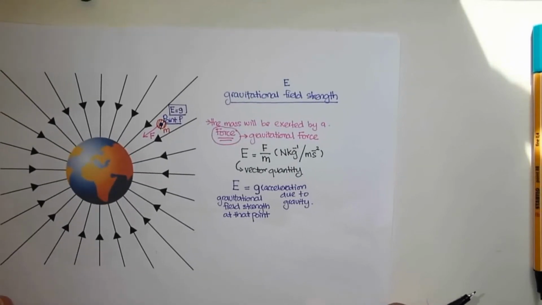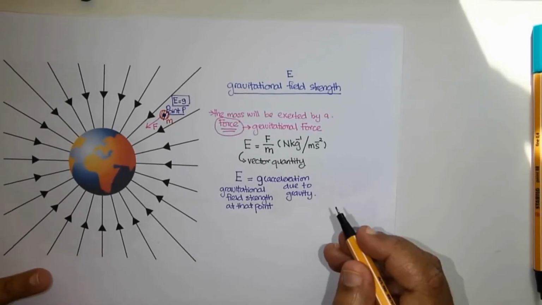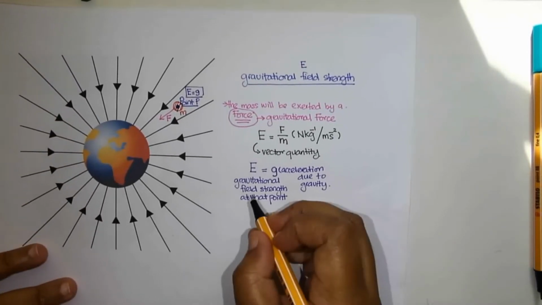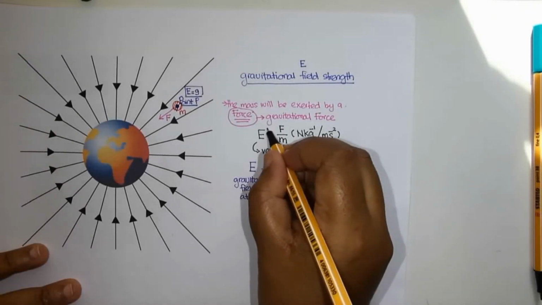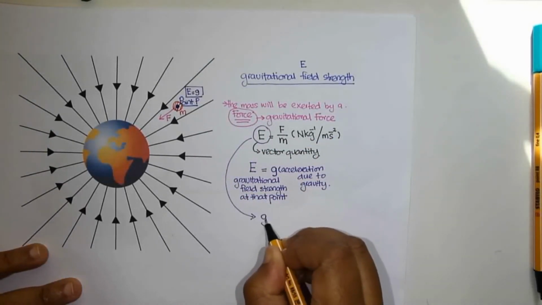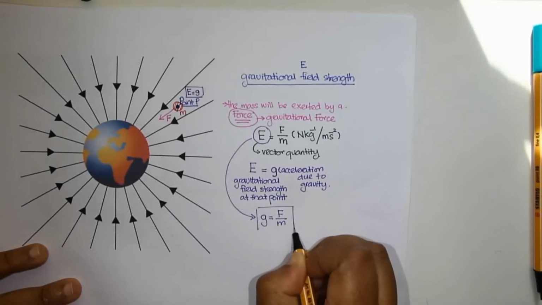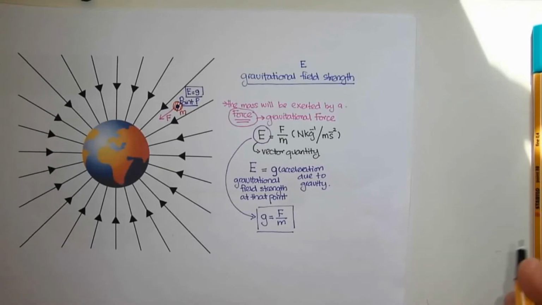Since E at that point is equal to F over M, we can also symbolize the gravitational field strength with the symbol g equals F over M. The same symbol is used.